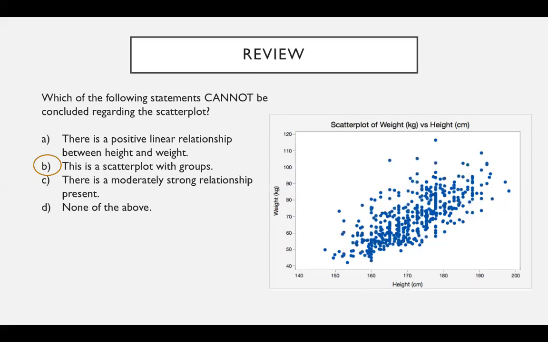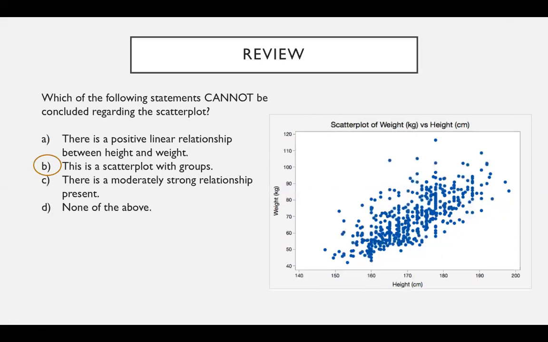C, there is a moderately strong relationship present. Yes, that is true because the data seems to be going in the right direction, but not all the data is in a straight path, so that's why it's not a very strong relationship. So moderately strong is correct. And none of the above is not true because B is not true.